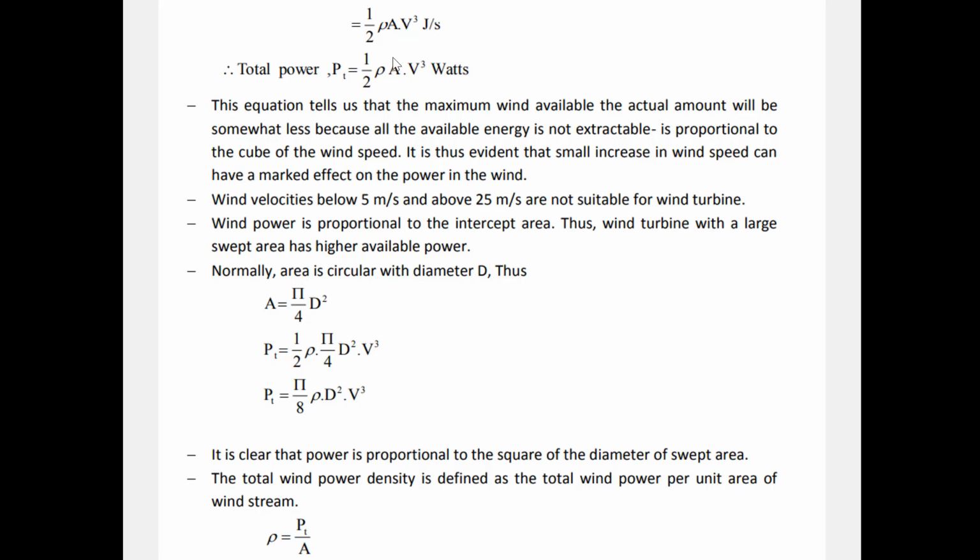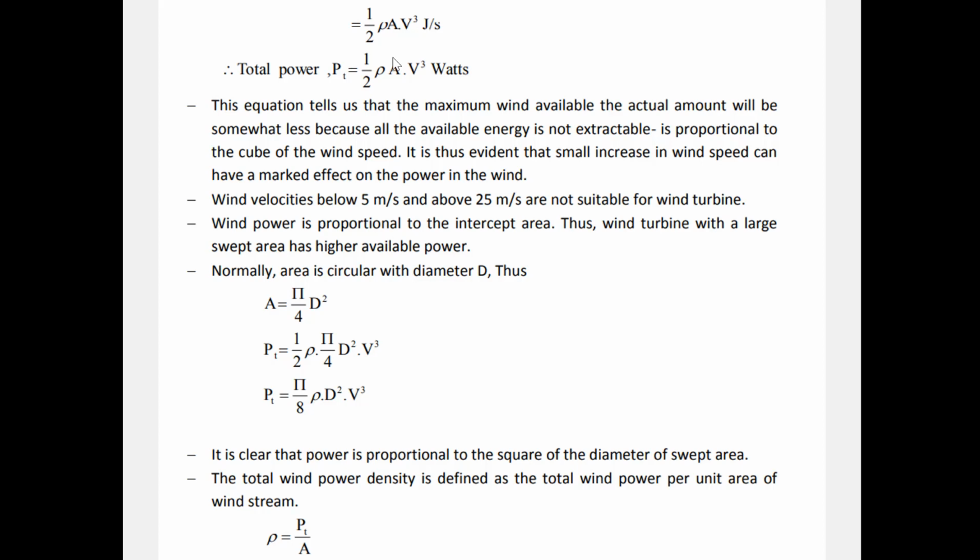Pt is equal to 1/2 rho A V cube, unit watt. This equation tells us the maximum wind power available; the actual amount will be somewhat less because all the available energy is not extractable. It is proportional to the cube of the wind speed. It is thus evident that small increases in wind speed can have a marked effect on the power in the wind.